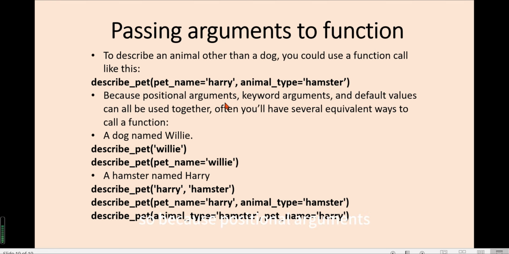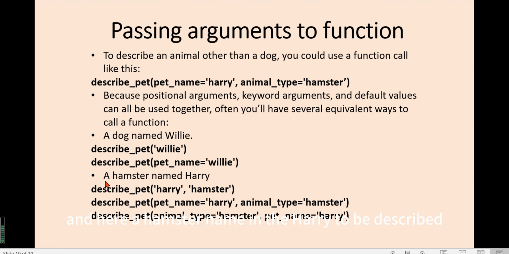Because positional arguments, keyword arguments, and default values can all be used together, often you will have several equivalent ways to call a function. For example, here we want to describe a dog named Willie, so we can write describe_pet Willie to omit the default value of dog, because this is a dog. So we can omit this input of the parameter, just write the name of the dog, and we can write describe_pet with pet name is Willie, also omitting the type input.